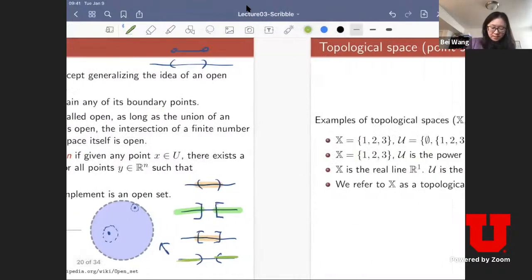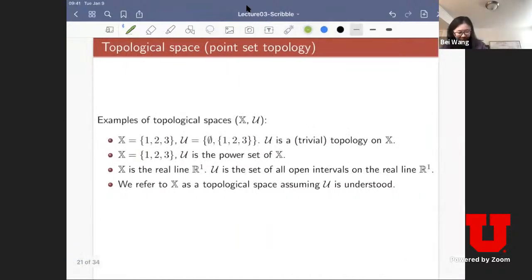All right, that's about open set. So in point set topology, like I said, there's examples of topological space. Remember, X is a set, right? It's a set. So for example, if my X is a set of 3 points, 1, 2, and 3, and U is the empty set and {1, 2, 3}, then what we call U is a topology on X. Okay, so if I picture it, there's an empty set and {1, 2, 3}.